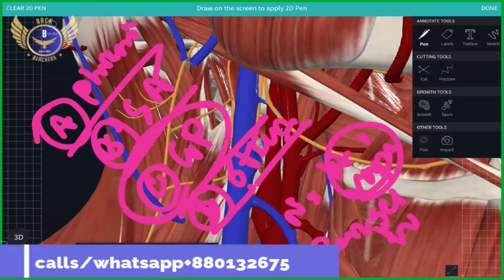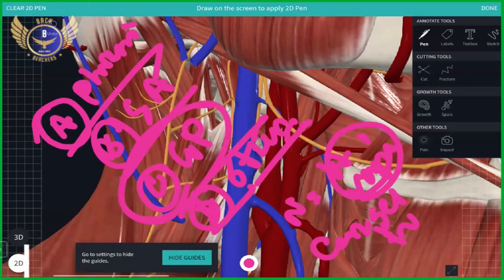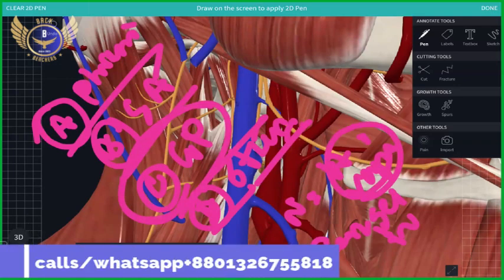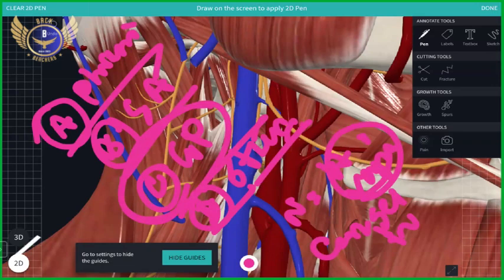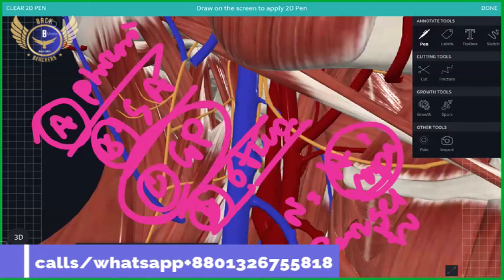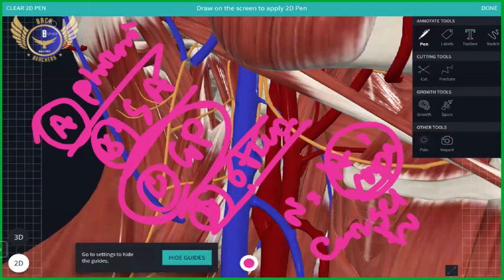So if you say, bhaiya, you told us hypoglossal is the most common. Yes, hypoglossal is the most common, but they didn't ask that, and hypoglossal is not an option. You have to choose the best option from the given ones.